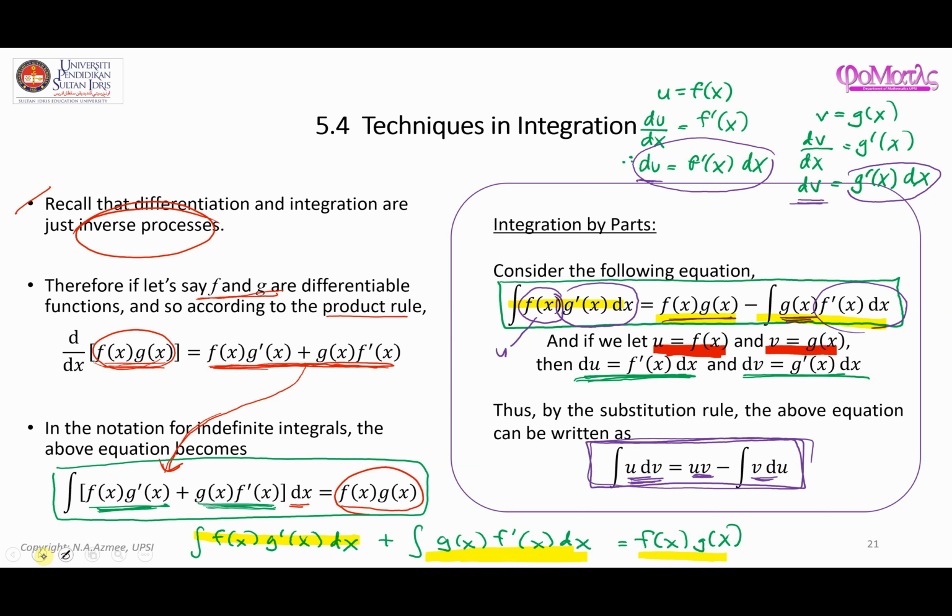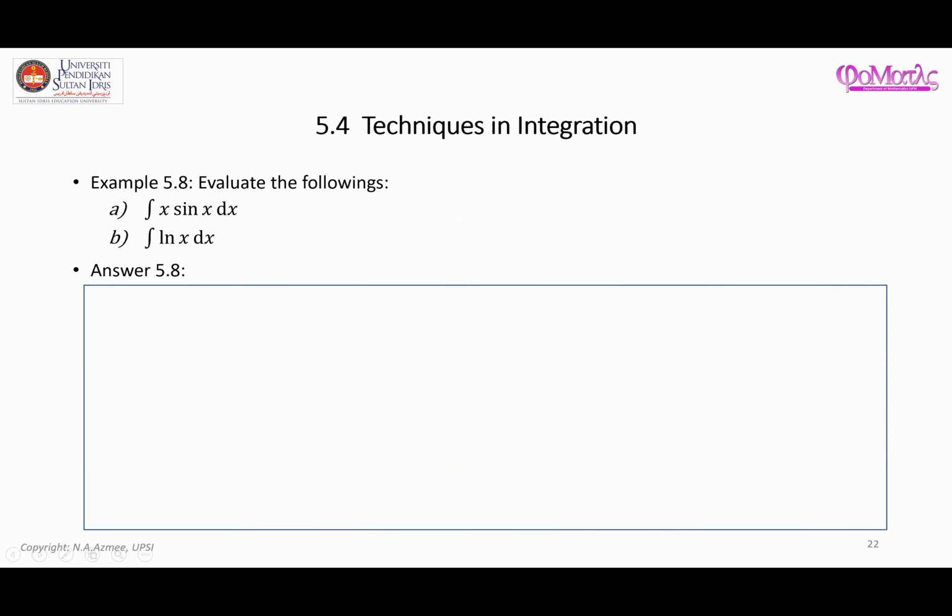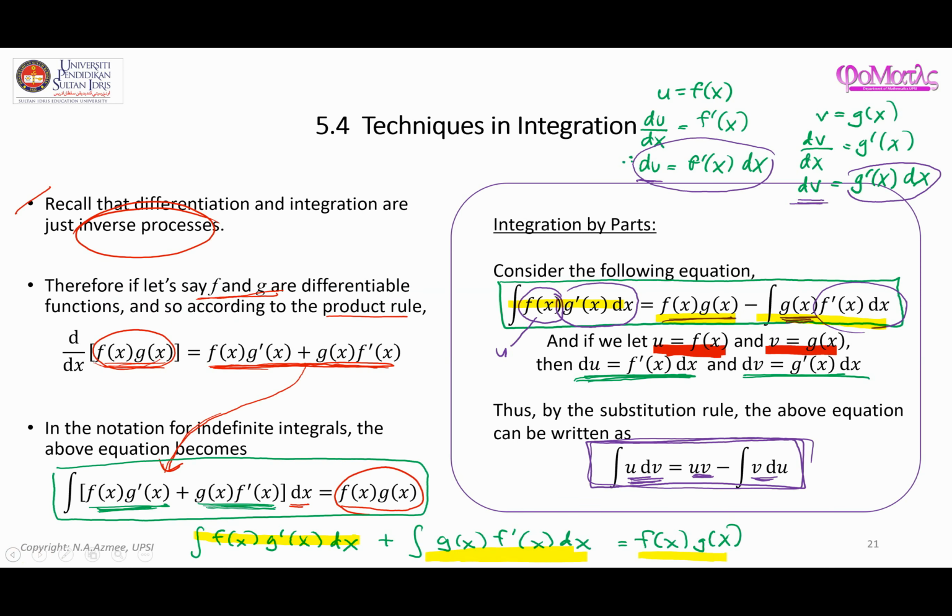Now maybe we can try some examples and see how we can apply the formula given in the previous slide. The first one is the integral of x sin x dx. What we need to do is to see which one is u and which one is dv.